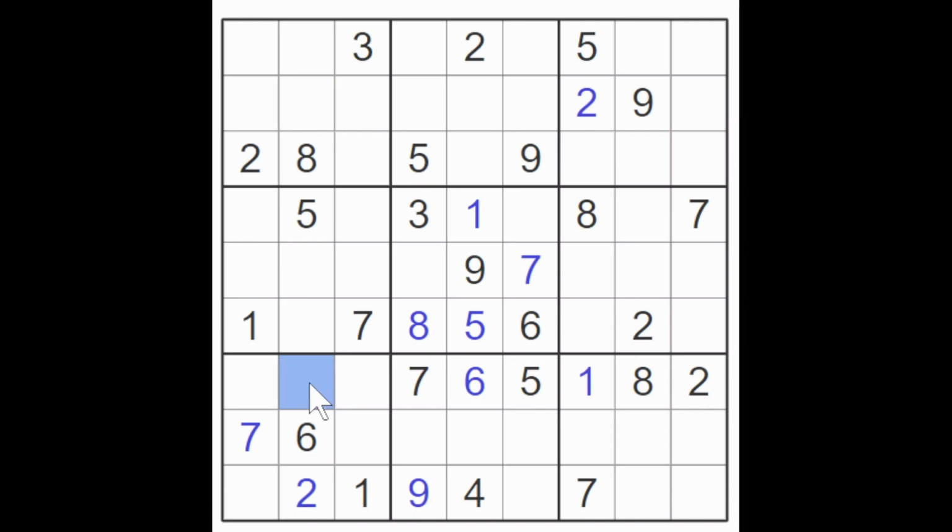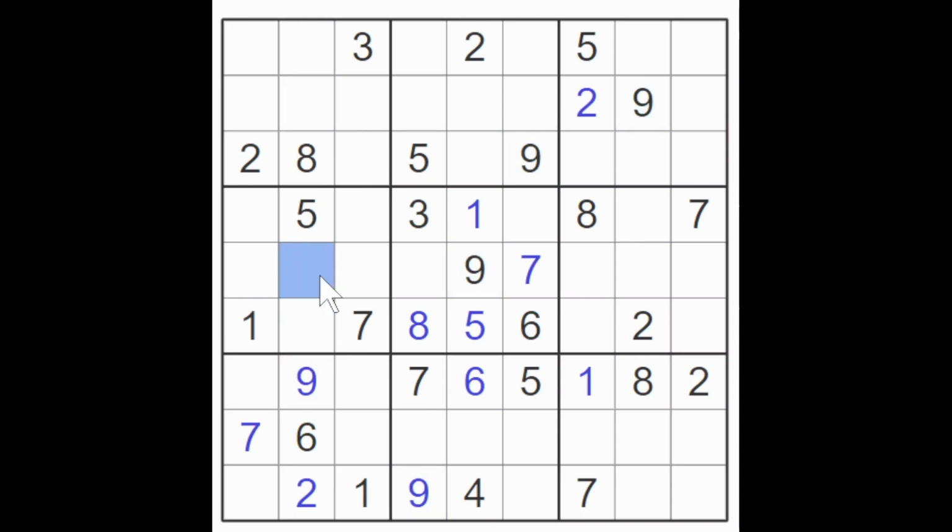And I think this must be a 9 because this 9 blocks these 2 cells. The 9 blocks this row, and one of these must be a 9. Therefore, this cannot be a 9. This cannot be a 9 because of this 9. This is a 1, 7. So, yeah, this is a 9.